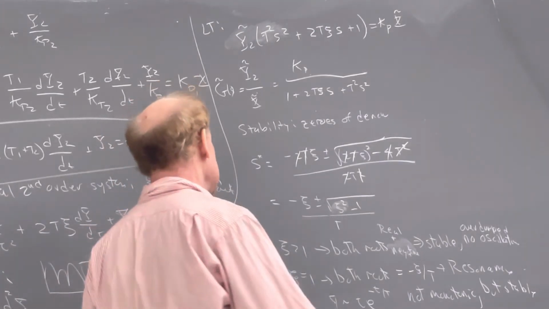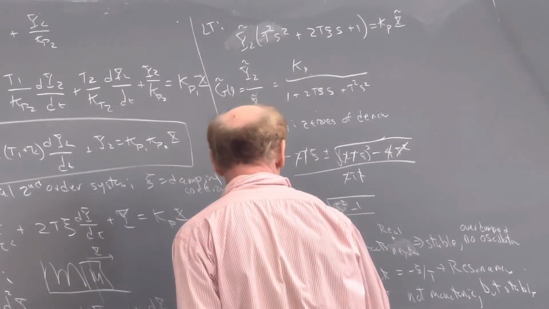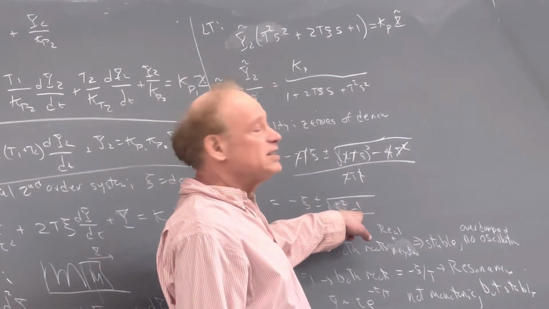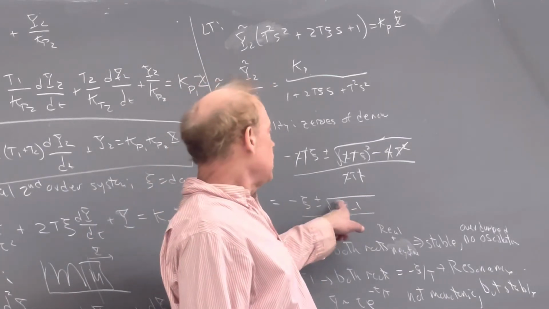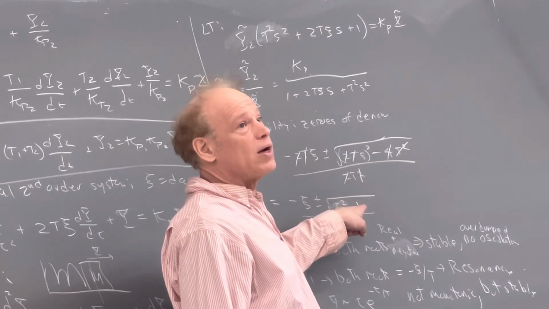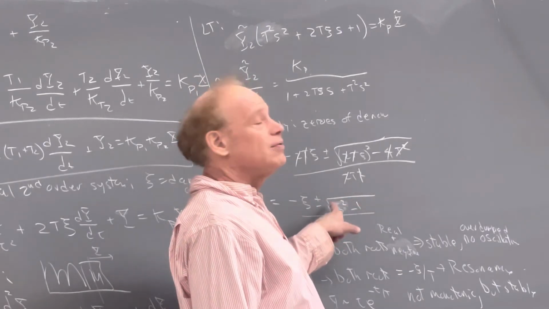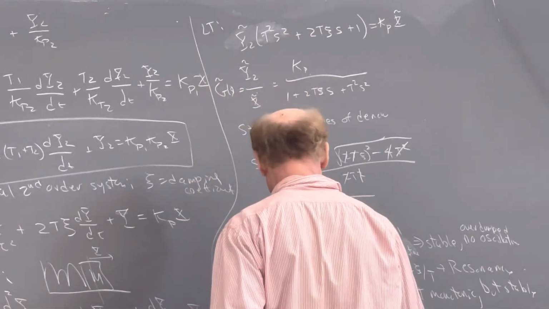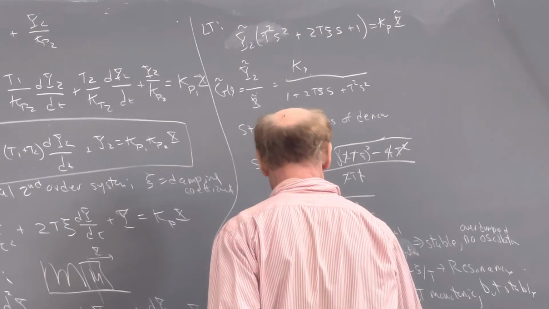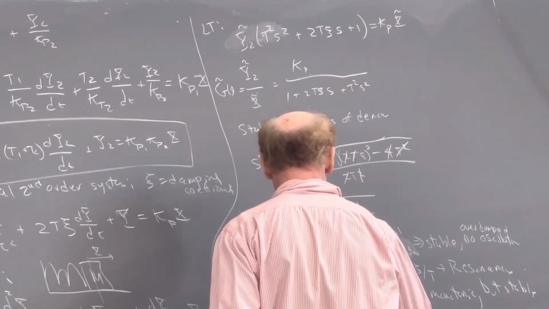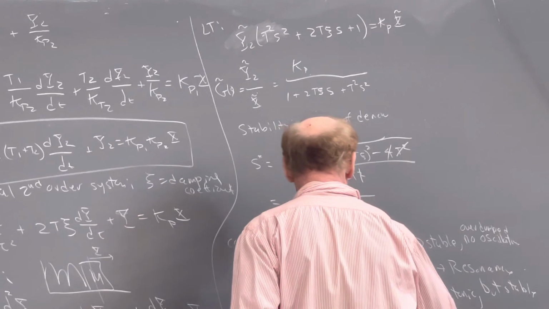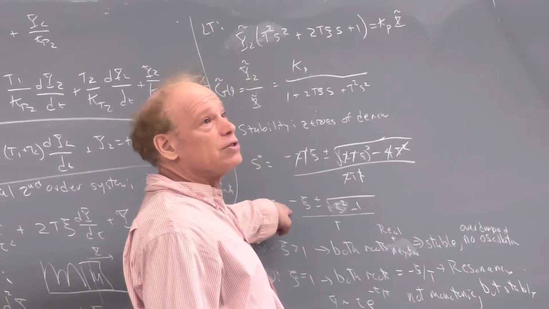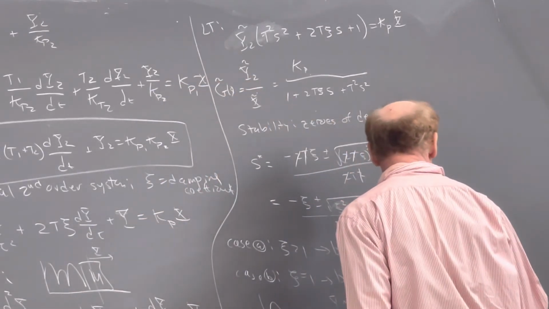In case C, C is less than 1. What happens when C is less than 1? When C is less than 1, then C squared is smaller than 1. And this becomes a negative quantity inside the square root of the discriminant. And the square root of that is imaginary, so this becomes complex. Complex conjugates. But they have negative real parts, both with negative real parts.